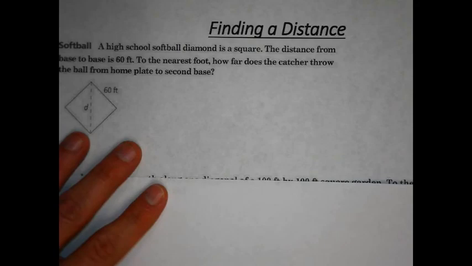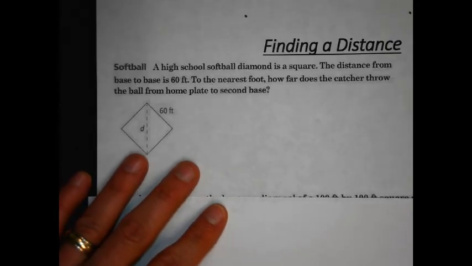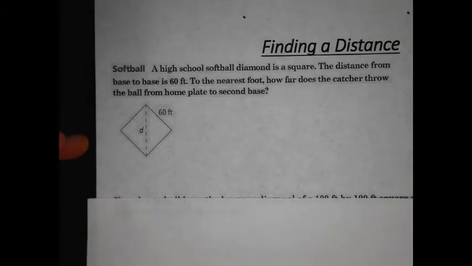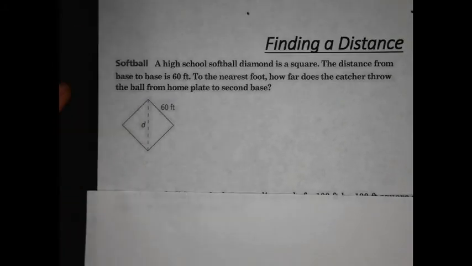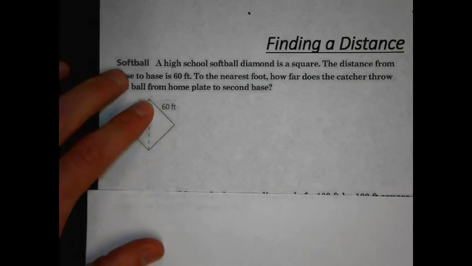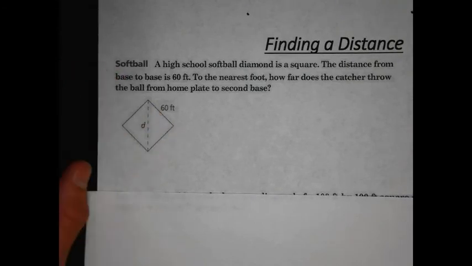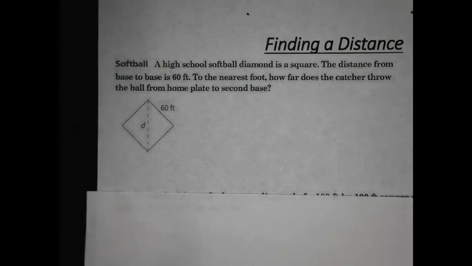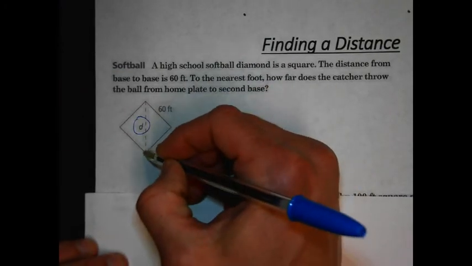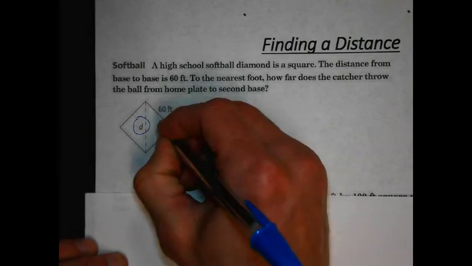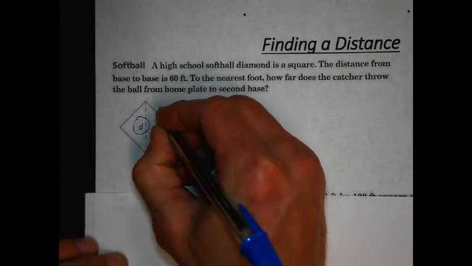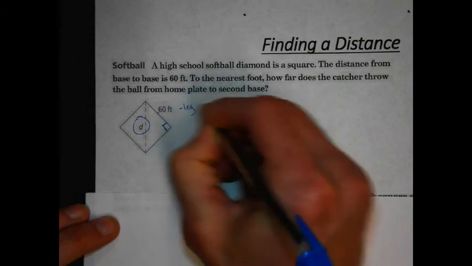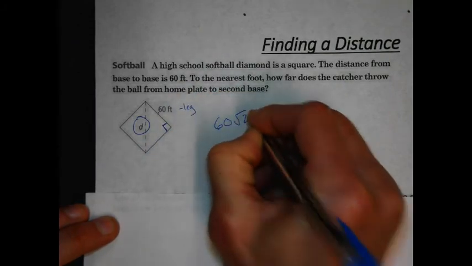Finding a distance now. Yay, baseball. Or softball. So here's the word problem. A high school diamond is square. There's our square. The distance from base to base is 60 feet. To the nearest foot, how far does the catcher throw from home plate to second base? So the question is, we're looking for the length of D. Hopefully you see that we have a leg of 60. The hypotenuse then is 60 times the square root of 2.